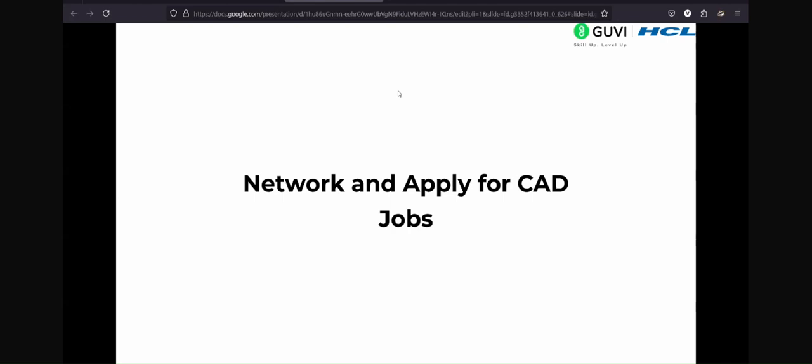So network and apply for a CAD job, basically it means you need to have a network. For example, you know the platform like LinkedIn, right, where you can connect with industry professionals, industry experts, industry companies, anyone, where you can create your own network, connect with the people, talk with them, and share knowledge with them, right? Like most of the jobs we get through the network also, right? Basically when we build a network, that network helps you to find a job also.